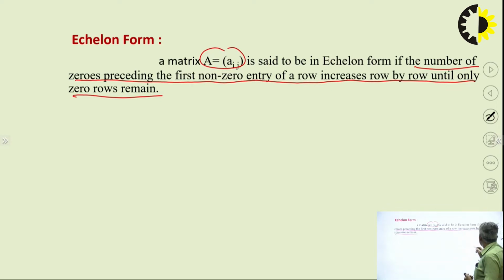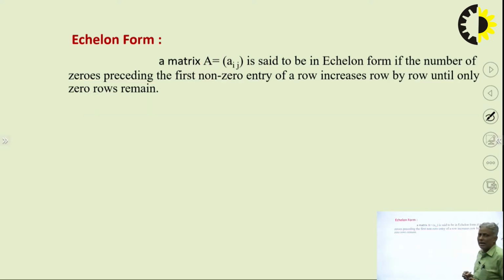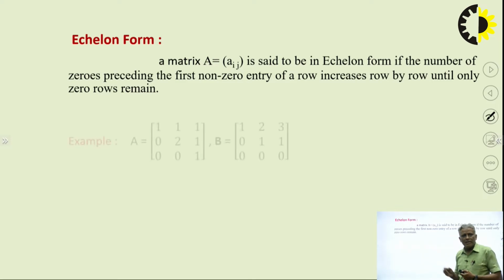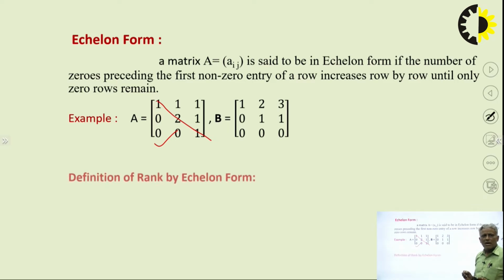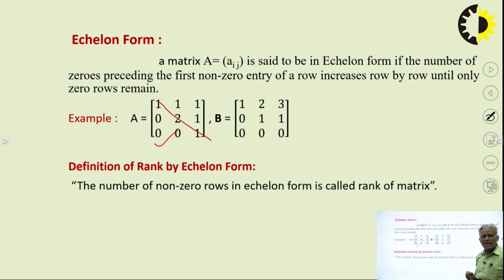But there is a slight difference between UTM and echelon form. I explain here. Suppose I have a matrix of order 3 by 3. This is the principal diagonal of this matrix, and all elements below the principal diagonal are 0 here. So we can say that this is an upper triangular matrix. And we calculate the rank by using the number of non-zero rows. So there is another definition of the rank. I explain here what rank is by the echelon form.